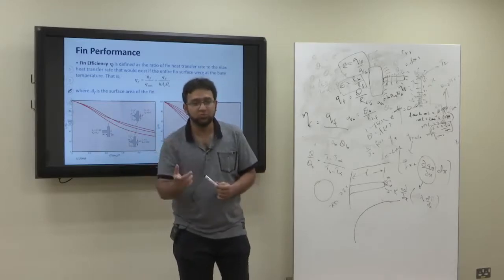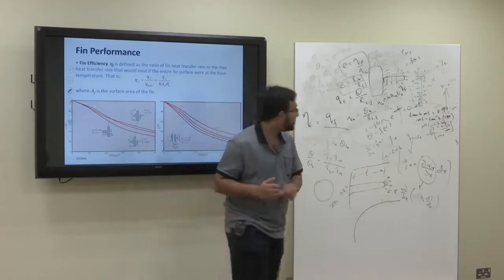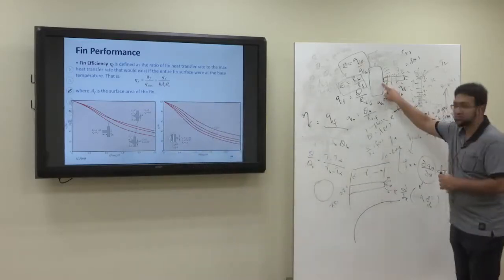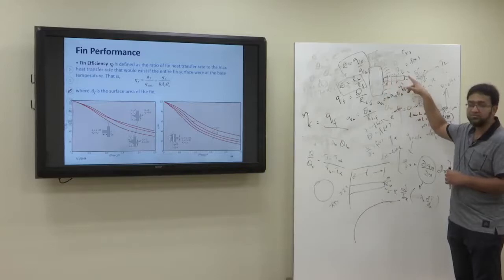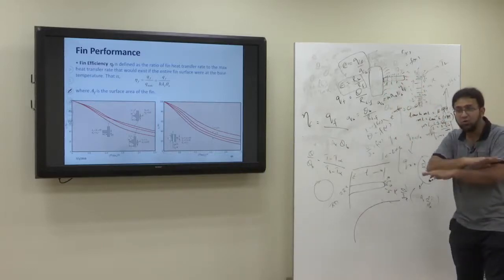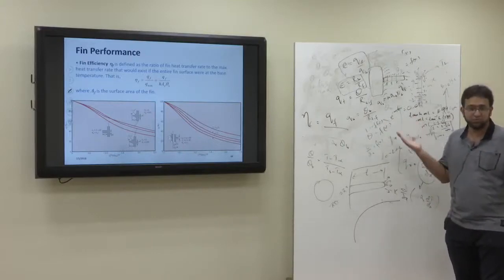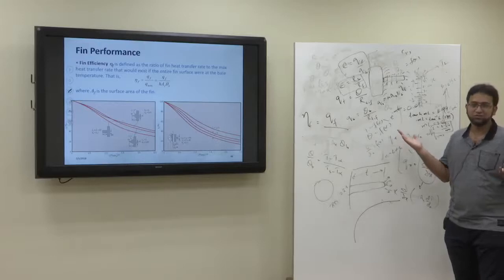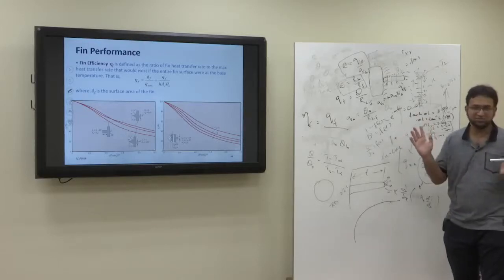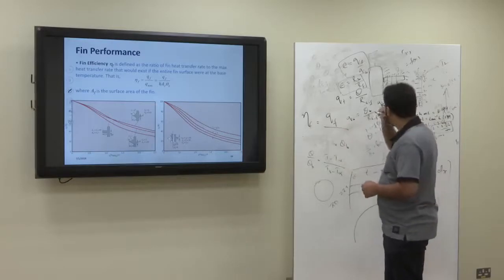Suppose we assume that the whole fin is at base temperature. We know that the fin is at base temperature only here, but its temperature drops as we move away from the base. But let's assume that the whole fin is at base temperature. Then the heat transfer would be maximum possible, right? Maximum possible heat transfer. Okay, so in that case, what will it be?